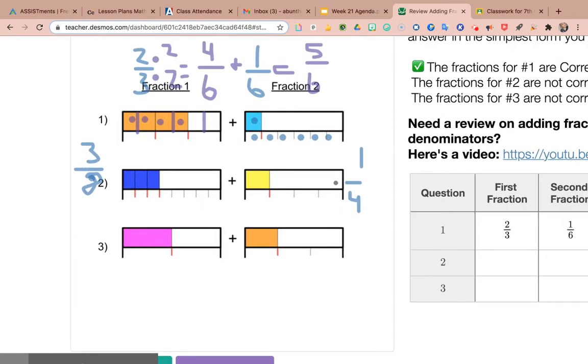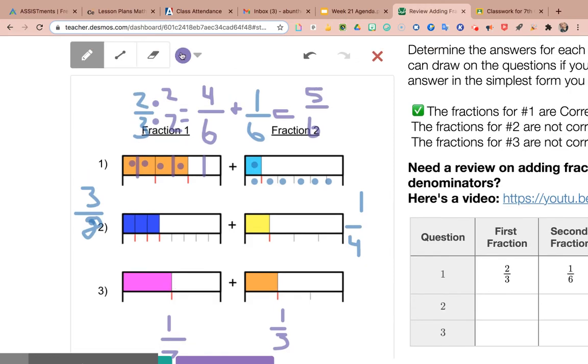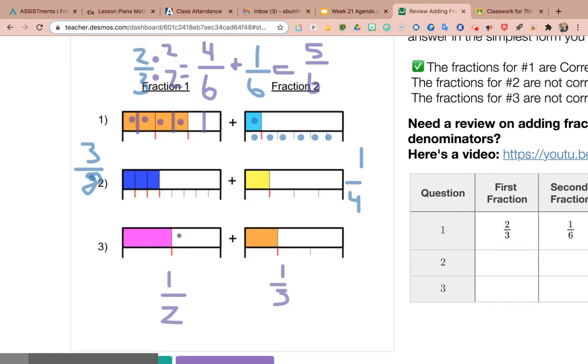So we have an 8 and a 4. You can turn 4 into 8. For the last one, we have 1/2 and 1/3. I can't turn 2 into 3, and I can't turn 3 into 2. But I can turn them both into 6. So you'll notice if I multiply 2 by 3, I get 6. And if I multiply 3 by 2, I get 6.